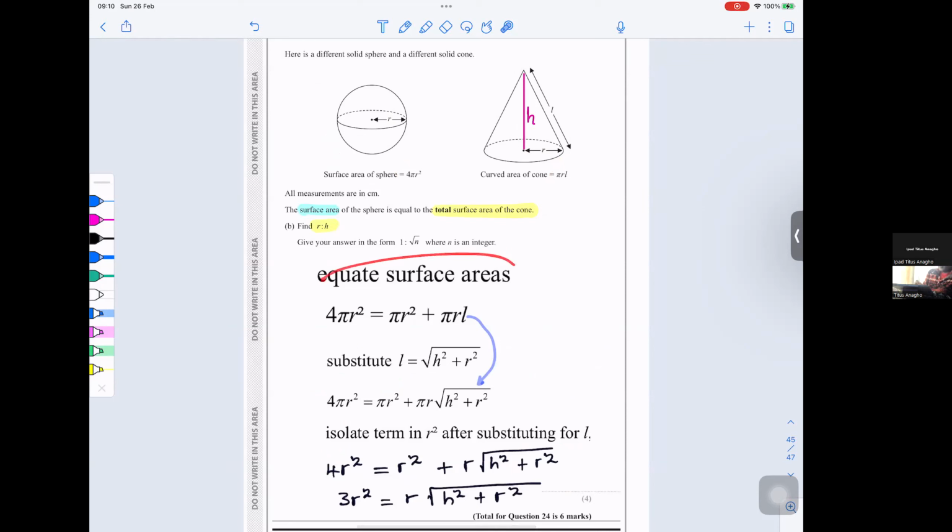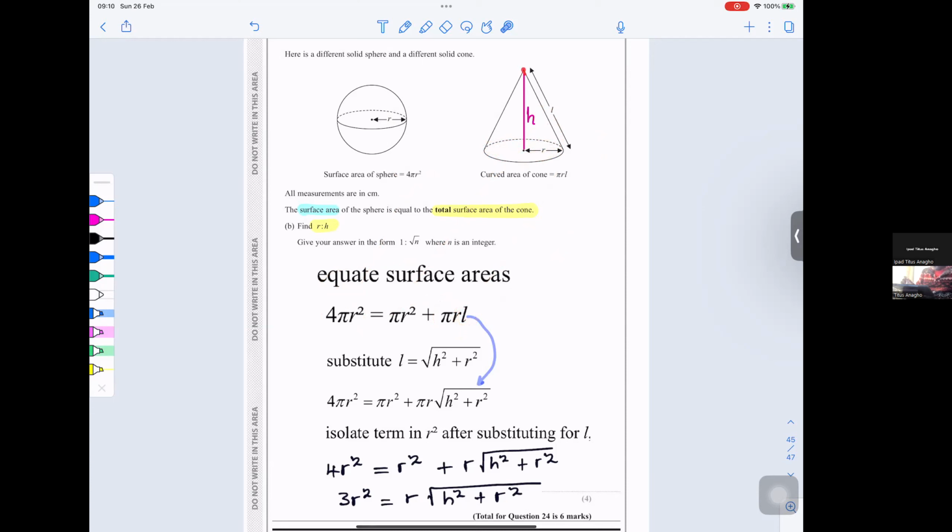You want to equate the surface areas because they said they are equal. So for the sphere, the formula is given there, 4 pi r squared. The cone is made up of the circle part and the curved surface. So the circle part is underneath, and the area of the circle, you must remember, is pi radius squared. And the curved part is given to you, pi radius times L. But we don't know what L is. We need to find L.